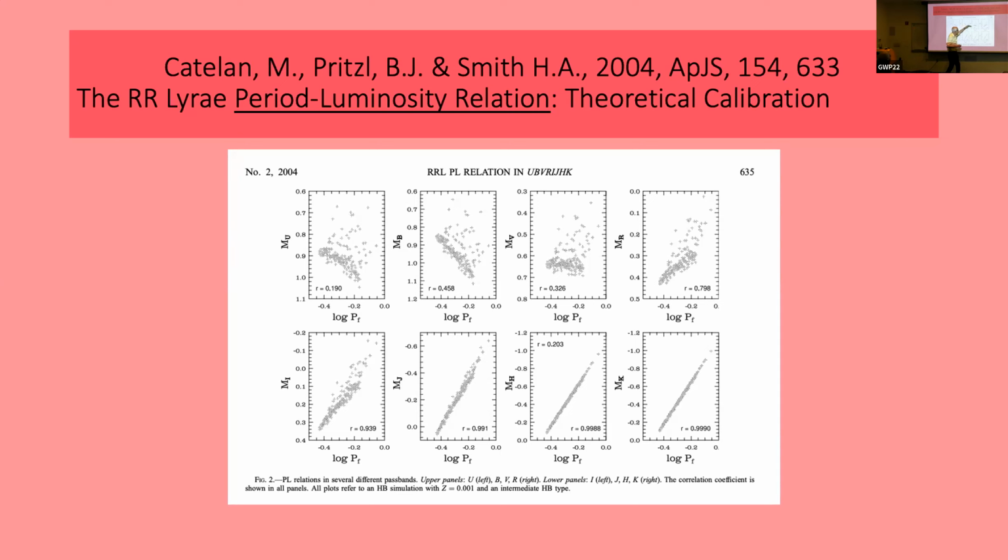So here we are in the U, downsloping the B, flat in visual, okay, that's what we expected. There's not supposed to be any PL relation for the visual RR Lyrae stars. Doesn't mean that there isn't one, it just means that the coefficient is 0. And then the coefficient picks up in the R, the I, J, and you notice also in the process of this slanting up, the relationship is getting narrower, the dispersion is being suppressed, and these are great regions to be doing PL relations to do distances.